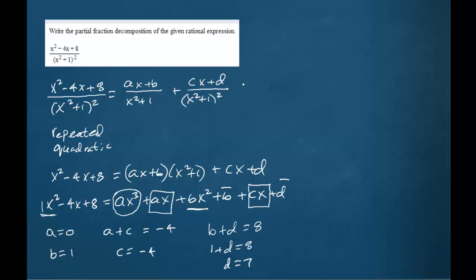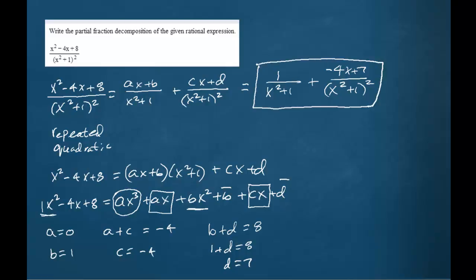So this partial fraction decomposition then would be 0x plus 1, so just 1, over x squared plus 1, plus, okay, cx plus d, that'll be minus 4x plus 7, over (x squared plus 1) squared. Now the question becomes, well, is this correct? And we can check it just by adding them together.